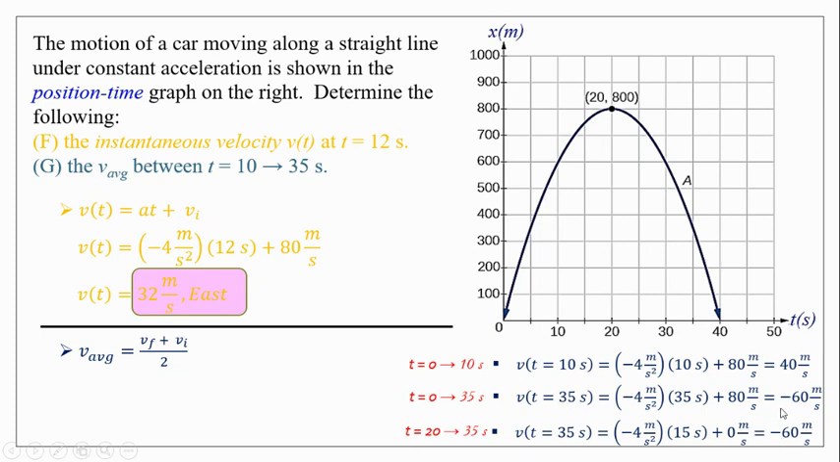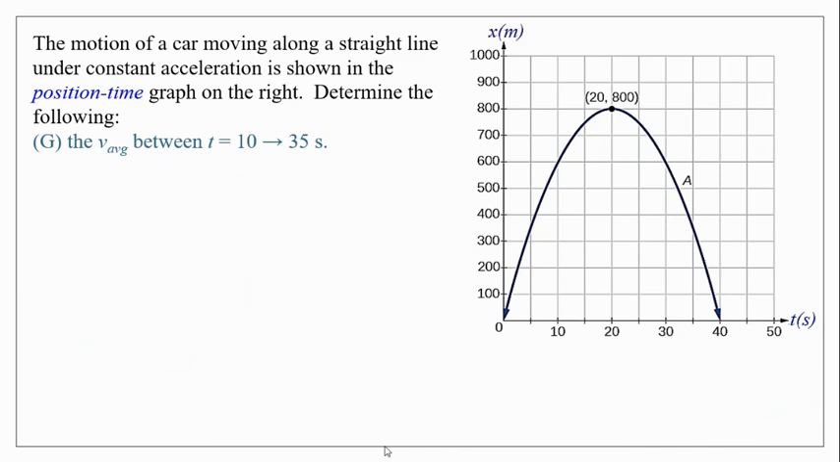So here there's two different strategies to find velocity at 35 seconds. But now that we know the velocity at 10 and the velocity at 30, regardless of which strategy you use, let's just plug it in. VF is -60, VI is 40, and then add those two, -60 plus 40, that's -20, and then -20 divided by 2, which is -10 meters per second. And the negative sign is your direction, which is leftward in this case.